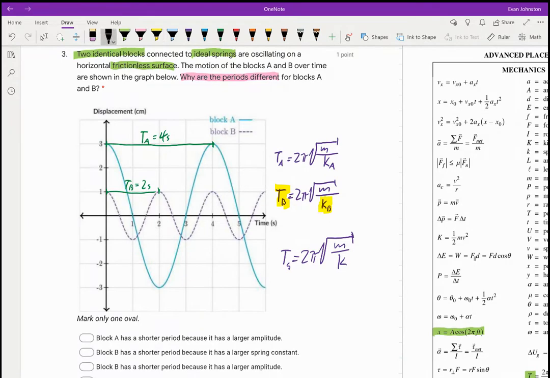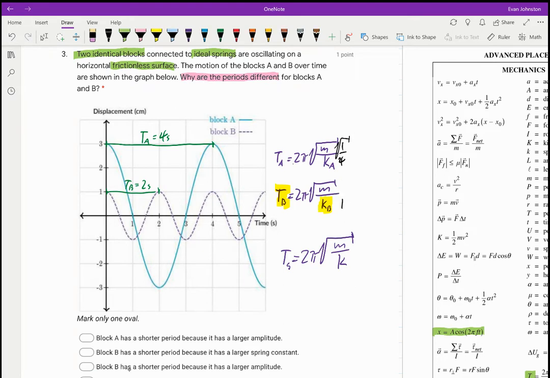So, for instance, let's say that for this one K is 4. Square root, 1 over the square root of 4, that would be 1 over 2, so we'd have a 1 over 2 coming out of this square root. If this one was 16 instead, well, the square root of 16 is 4, right? So 1 over 4, that's going to give us a way smaller period here.